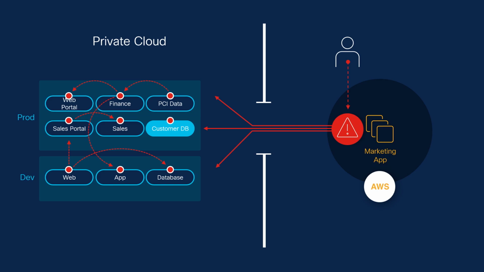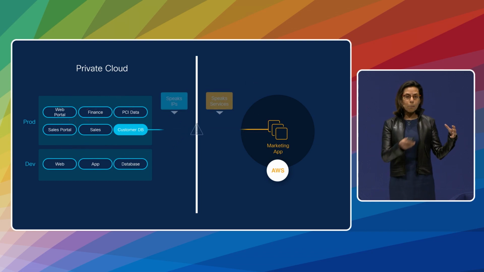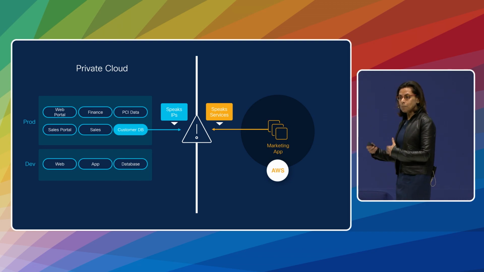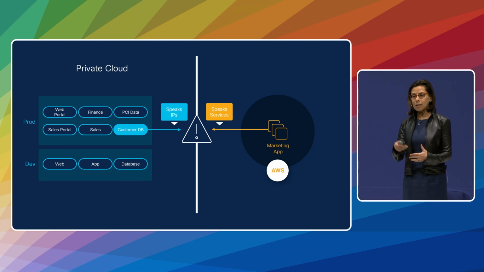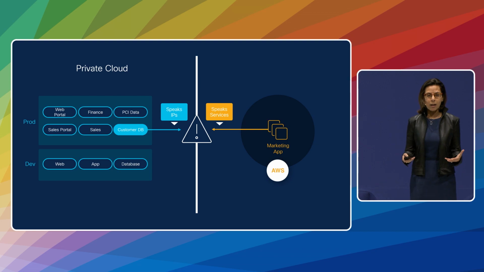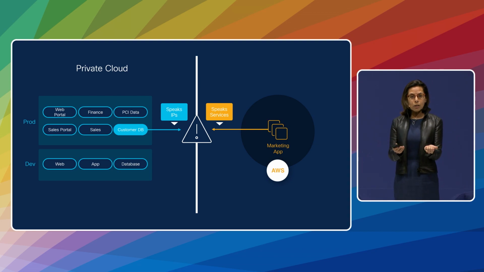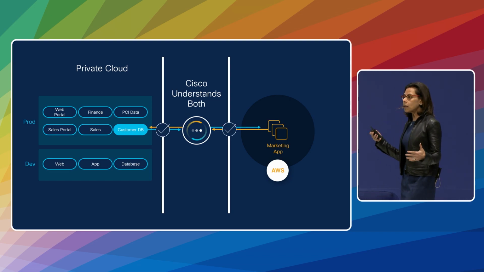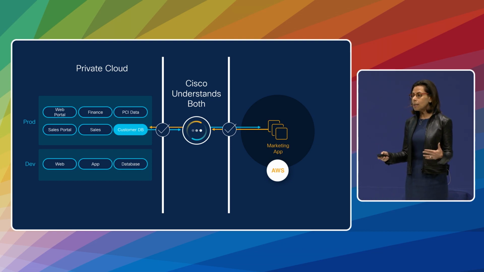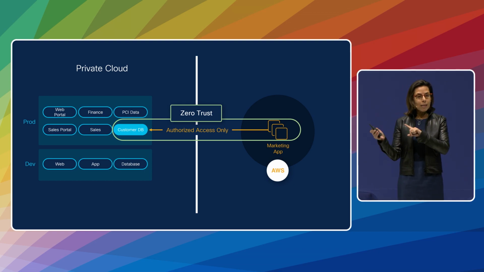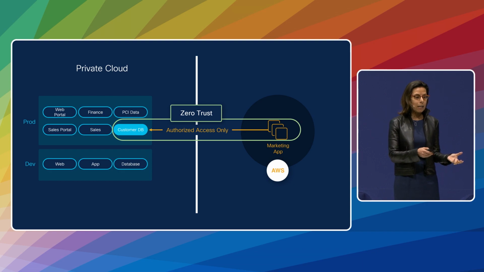How do we do it? Well, let's talk about the issue first. The issue is your private environment speaks in terms of IP, and your public environment speaks in terms of services. It's all about Lambda. It's about S3 buckets. The notion of an IP address doesn't really exist there. So multi-cloud defense bridges those by understanding both and allowing you to build policies that work across those environments. And doing that, we are able to give you that zero trust, least privilege access so that when that marketing application needs to speak to that customer database, that is just to the customer database.